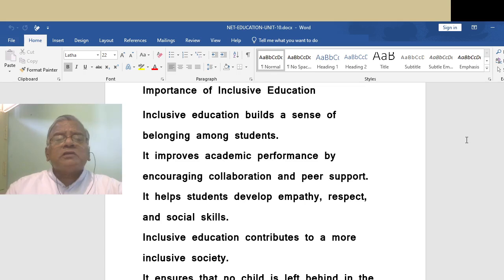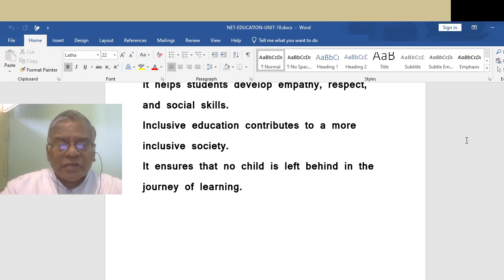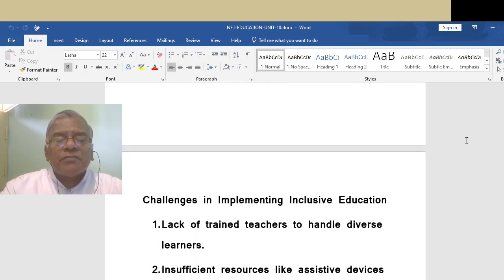What is the importance of inclusive education? Inclusive education builds a sense of belonging among students. It improves academic performance by encouraging collaboration and peer support. It helps students develop empathy, respect and social skills. Inclusive education contributes to a more inclusive society. It ensures that no child is left behind in the journey of learning.